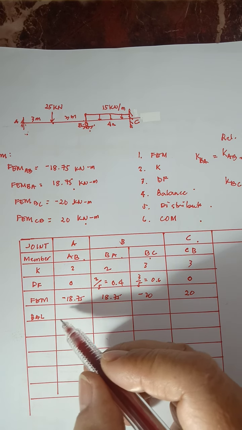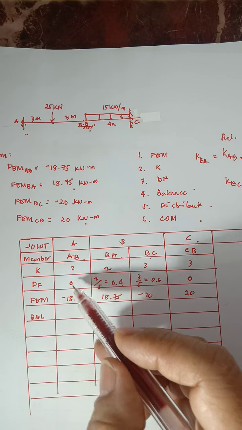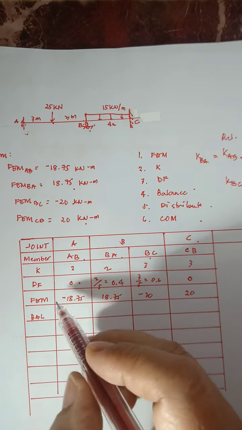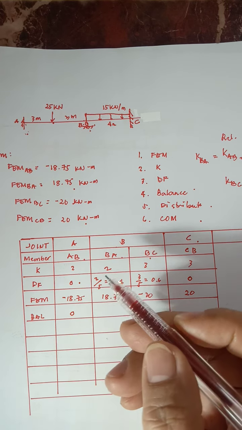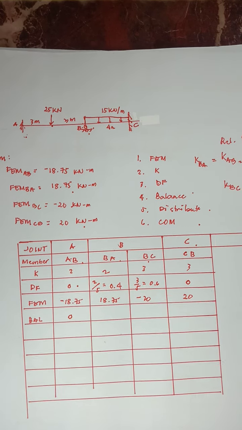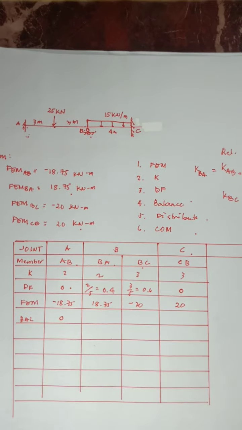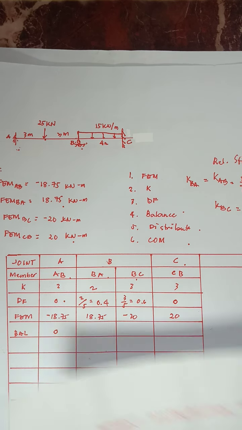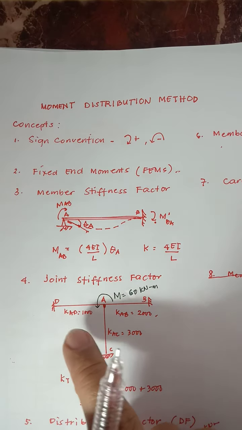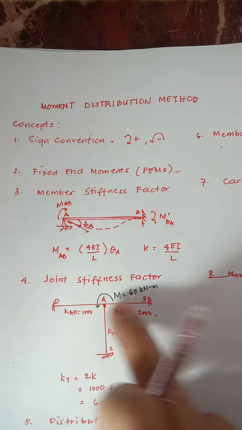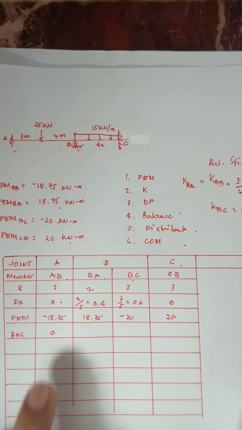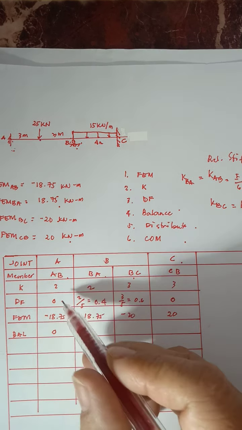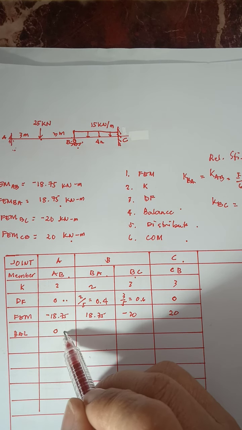Now, A is a fixed support, so the distribution factor is 0. So the joint at A is also 0, same as the example earlier. What the joint resists is equal to the distribution factor times the moment. So this is the moment at joint A, times the distribution factor, which is 0. So this is 0. Okay?